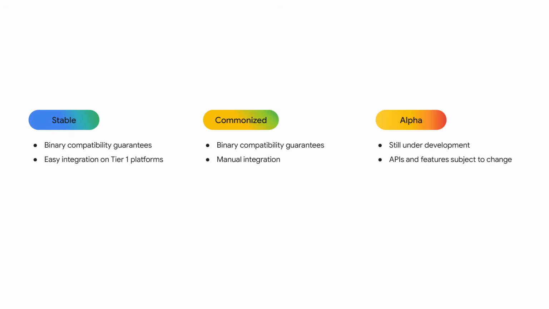As well as the platforms, we classify the libraries into the types of features and guarantees we provide. Stable libraries bring both binary compatibility and easy integration on Tier 1 platforms. Commonized libraries mean the API is stable, so you get the binary compatibility guarantees, but we aren't planning to build platform-specific hooks. You might have to do some manual integration yourself. And Alpha hasn't changed when it comes to Jetpack. The API is under development and the features are subject to change.